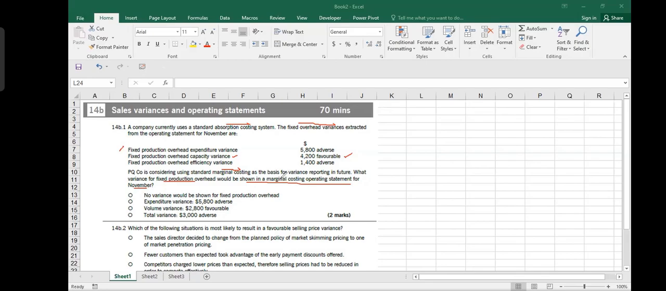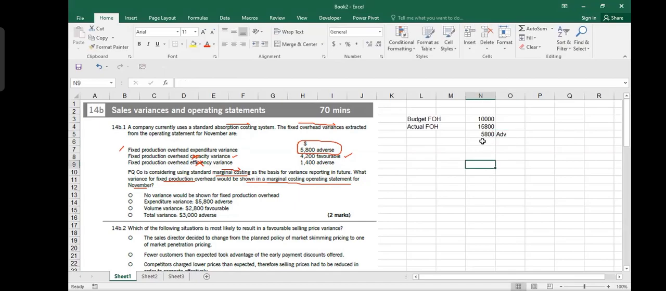So because you are now considering using marginal costing, this is your answer, 5,800 adverse. Forget about this capacity thing and efficiency thing. They are related to absorption costing. In marginal costing, when I say 5,800 adverse, it looks to me, for example, that their budgeted fixed overhead, let's suppose, was 10,000, and their actual fixed overhead is 15,800. I'm just supposing numbers, and therefore you have 5,800 adverse.